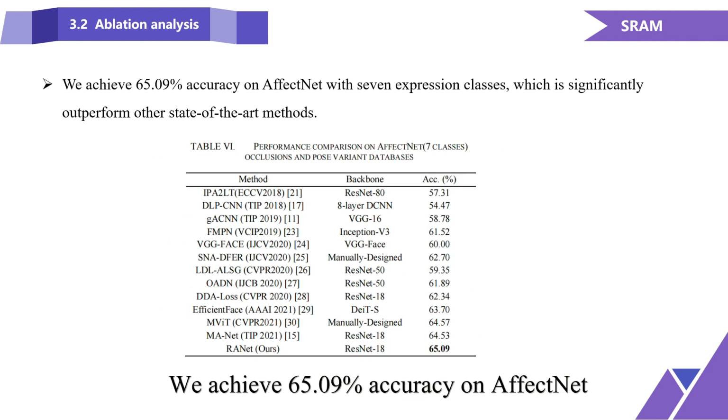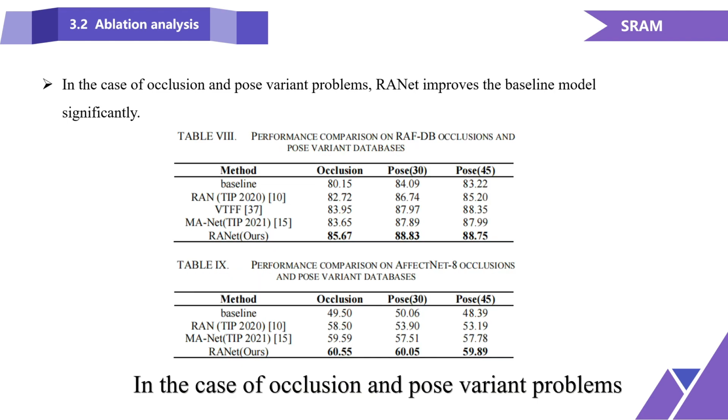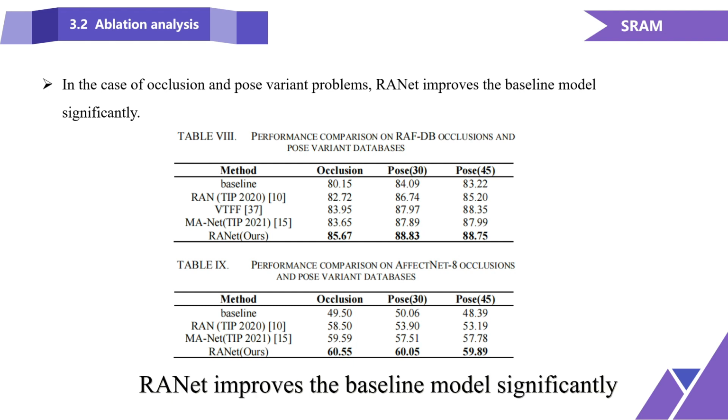We achieve 65.09% accuracy on AffectNet with 7 expression classes, which significantly outperforms other state-of-the-art methods. In the case of occlusion and pose variant problems, the relation-aware network improves the baseline model significantly.